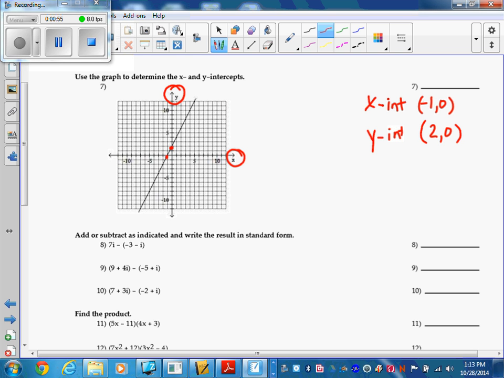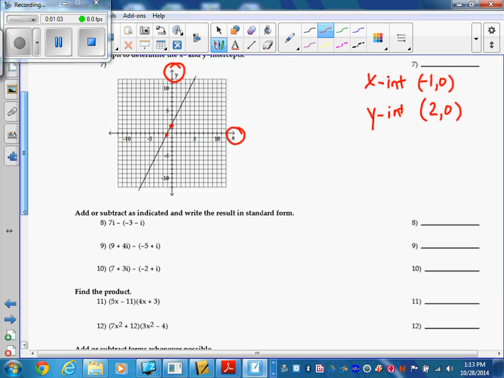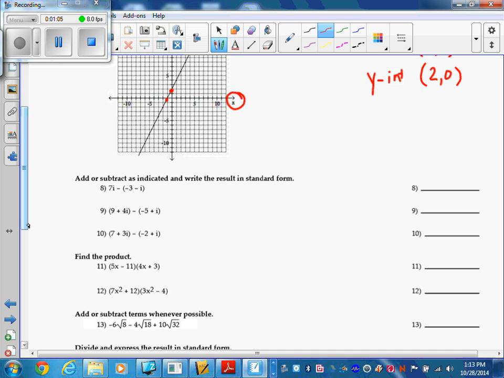Wait, so we don't have to do any work? No, it's just reading the graph. See, it says use the graph to determine. So really, I just want to know if you know what the intercepts are.